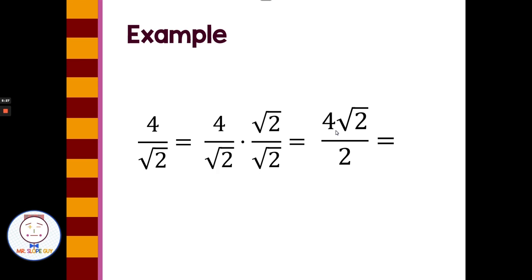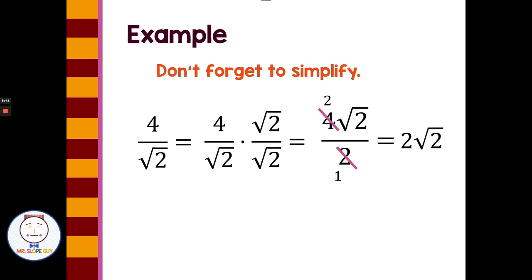Now, back when we did fractions, we could always reduce fractions, and since 4 and 2 are both divisible by 2, I could divide the top by 2, and I could divide the bottom by 2 to reduce the fraction. And I just get 2 radical 2 over 1, which is just the same as 2 times the square root of 2, or 2 radical 2.